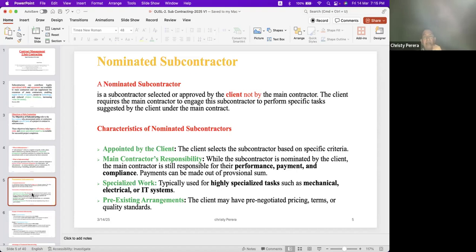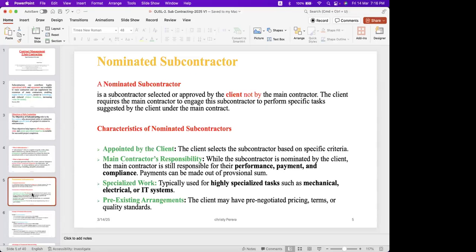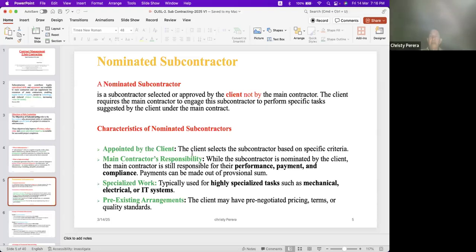So what are the characteristics of a nominated subcontractor? Now we are going into further details to understand who is the subcontractor and what he is doing and what are the problems he's having, right? Issues. Appointed by the client, that means the procurement entity. The client selects the subcontractor based on specific criteria. There is a reason for me to nominate him. Just because he is my friend or my relative, I can't make him a nominated subcontractor.